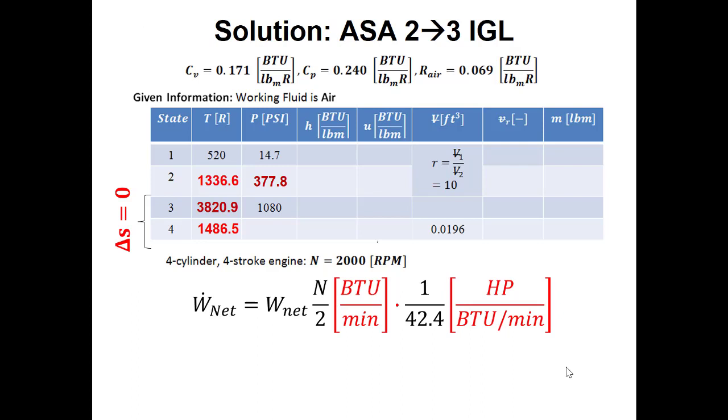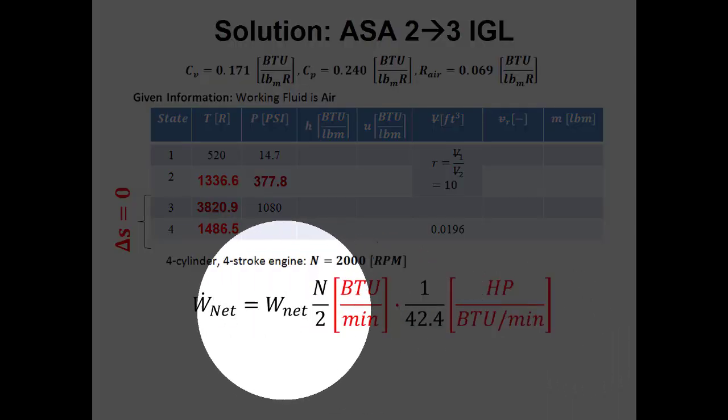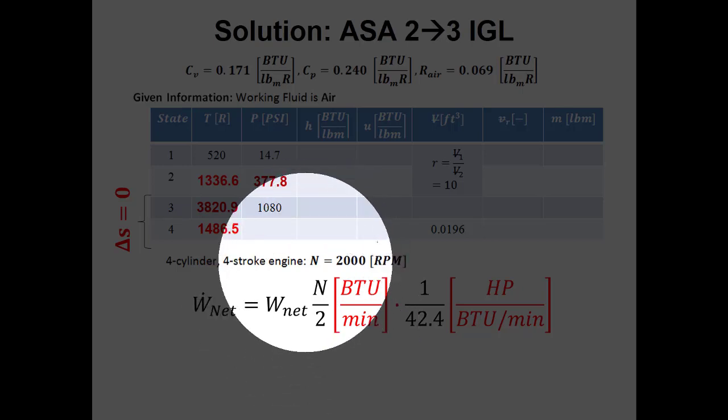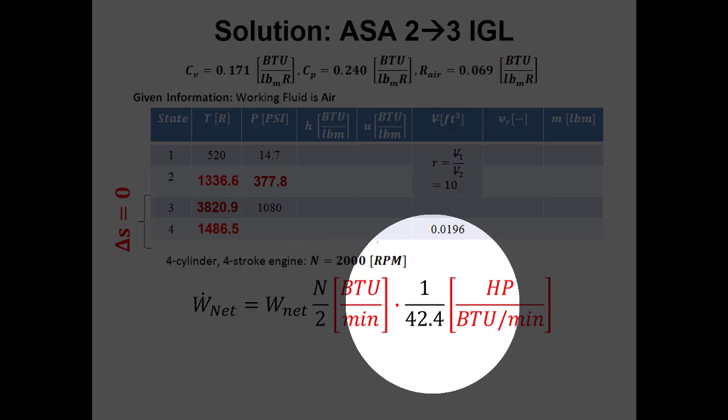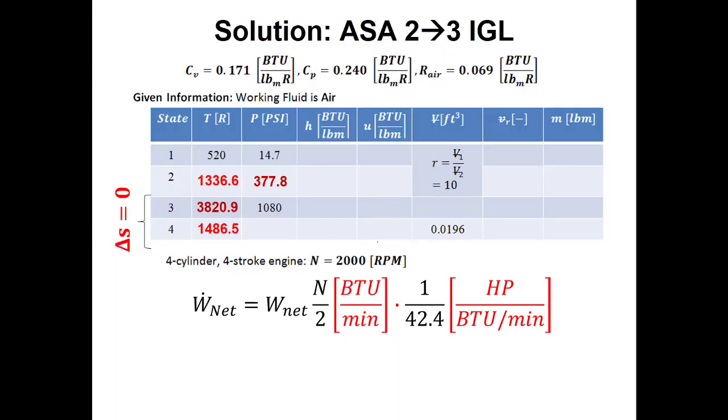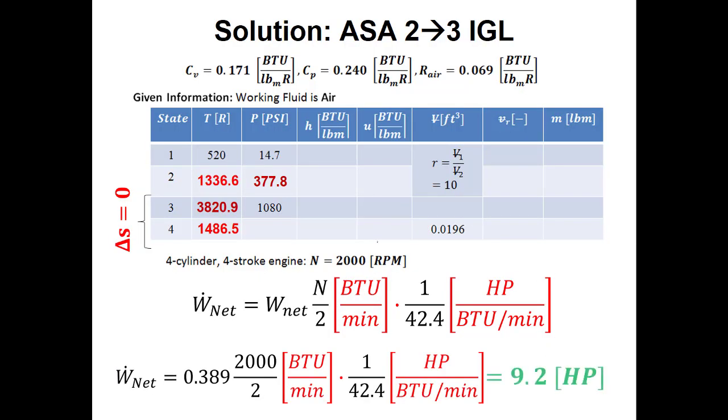I put this into my expression for power, just like I did with the variable specific heat problem. Now, again, we've converged, right? We're doing the same thing we did in the variable specific heat problem. I have to multiply by n over 2, because I need 2 revolutions per cycle. And then I convert from BTU per minute to horsepower. And now I get an answer of 9.2 horsepower, right?